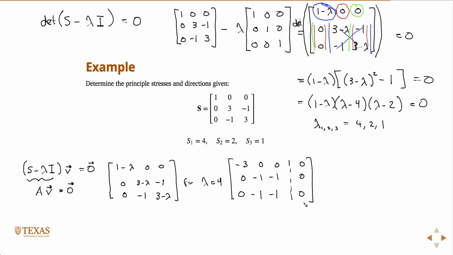Remember, when you're doing row operations, you're essentially multiplying a row and adding it to the other. Well, no matter what I multiply by this entry and add it, it's always going to give me zero. So nothing's ever going to change there. So I could even drop that part and just do the row operations here.